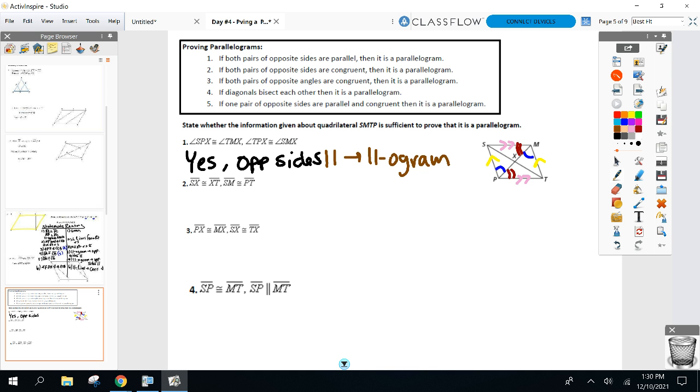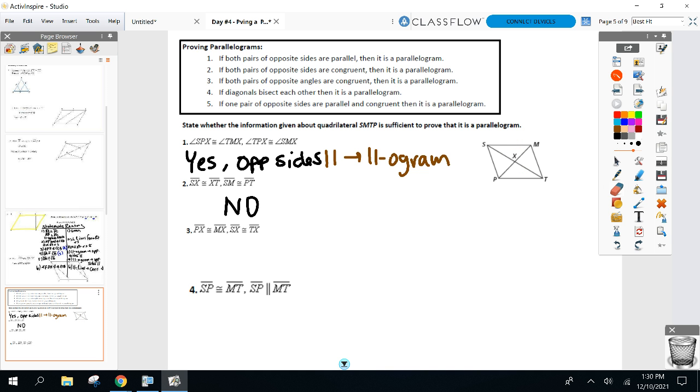All right, now it'll go a little bit quicker here. Is this enough information? SX, XT are congruent. SM, PT. Does that make a parallelogram? Having one pair of sides congruent and one diagonal being bisected. Is that good enough? Absolutely not. Good. Absolutely not. That's a big no spot.